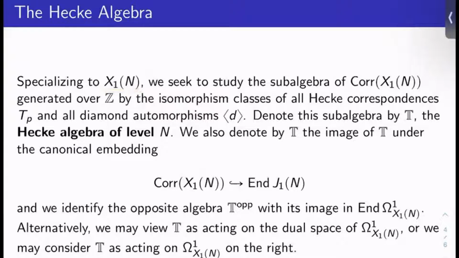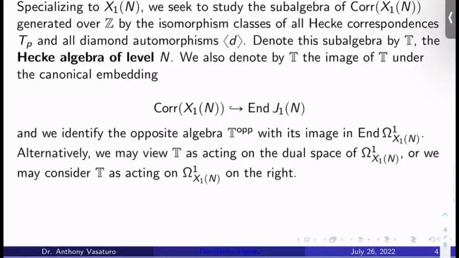Okay. So let's specialize this discussion to X_1(N). We want to study the subalgebra of Cor(X_1(N)) generated over Z by the isomorphism classes of all the Hecke correspondences T_p and all the diamond automorphisms <d>. We'll denote this subalgebra by a script T here. It's called the Hecke algebra of level N. We'll also denote by T the image of T under the canonical embedding from Cor(X_1(N)) to End of the Jacobian of X_1(N), denoted J_1(N). This comes from a discussion in a previous video after the main theorem of elliptic curves. We talked about how correspondences on curves admit endomorphisms of Jacobians.